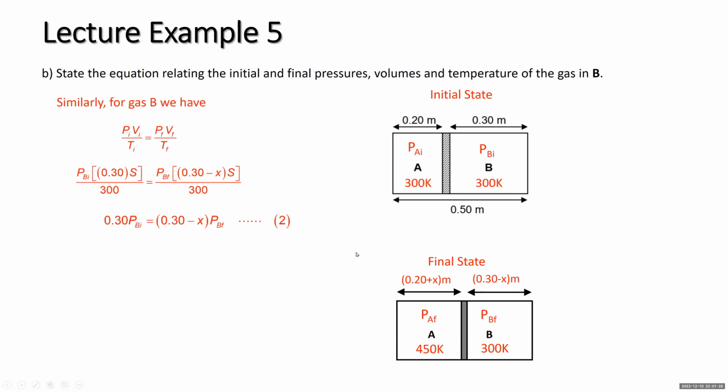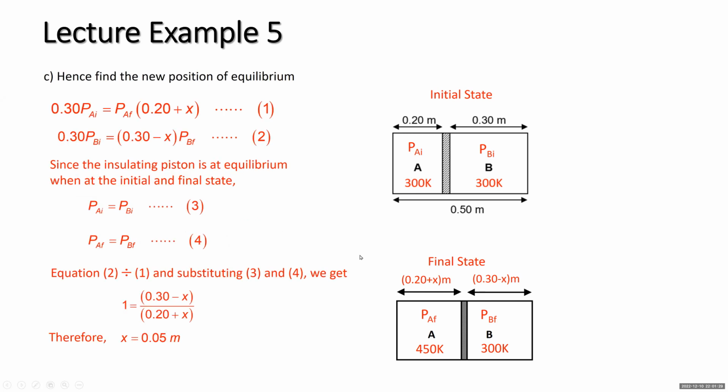So for part B, we use the same relationship and we get equation 2. For part C, we now have equation 1 and equation 2. Now, the insulating piston is at equilibrium when they are at the initial and final state. So for initial state, the pressure in chamber A will be equal to the pressure in chamber B. So for final state, it's the same thing. The pressure in chamber A will be equal to the pressure in chamber B.